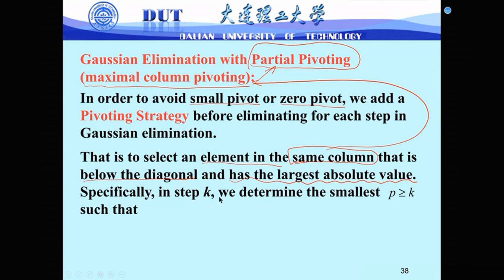Specifically, in step k, we determine the smallest integer p, bigger than or equal to k, such that the absolute value of a_pk at step k minus 1 is the maximum in the column, column k. And of course, for each step. Okay, what does it mean?